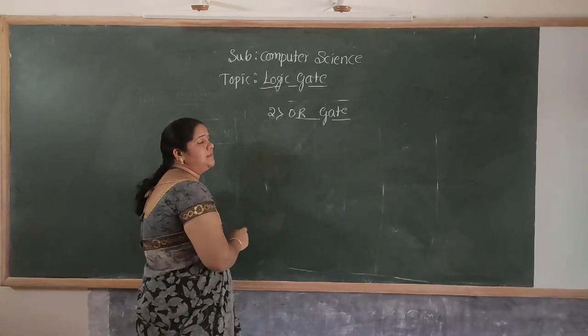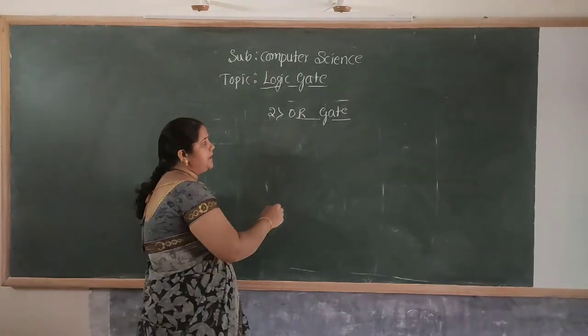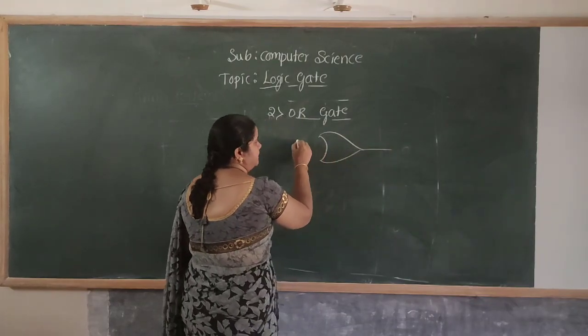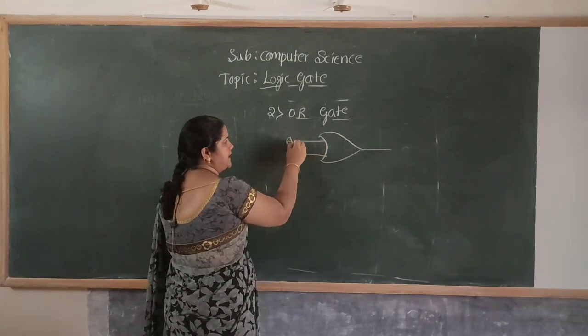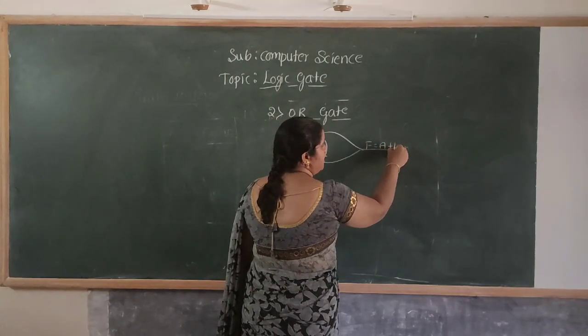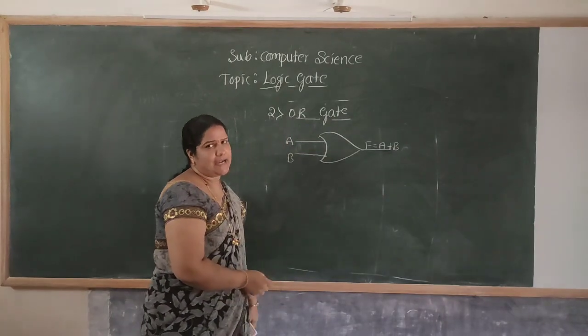And the logic symbol for the OR gate can be denoted by the symbol. This is the OR symbol. It contains two or more input signals, A and B. Output will be F equals A plus B. The output will be logical addition.